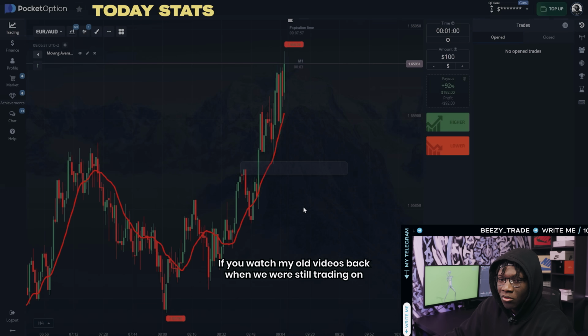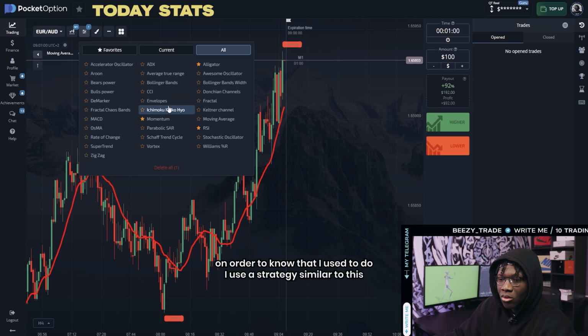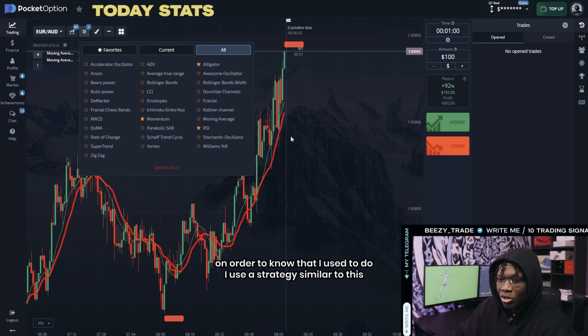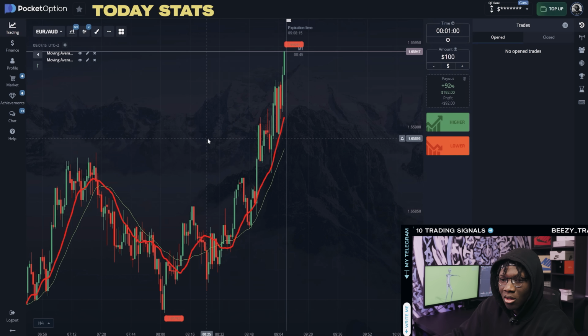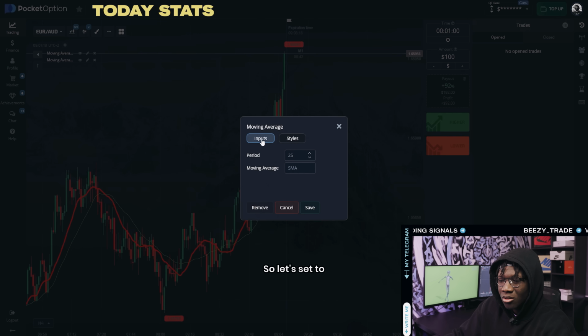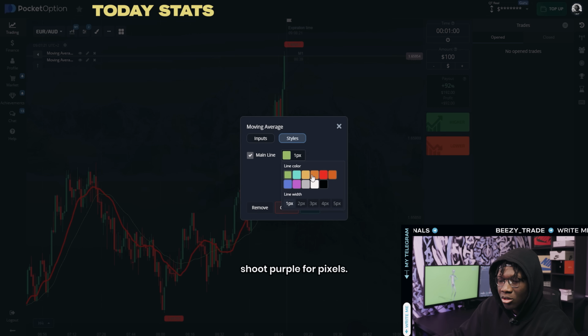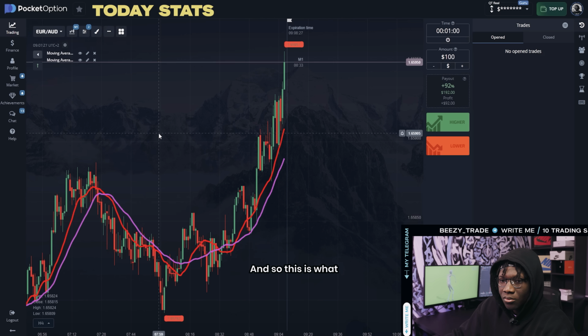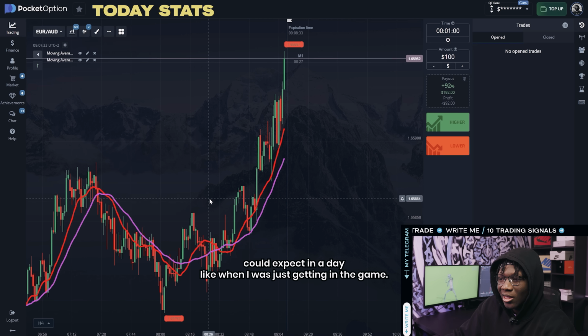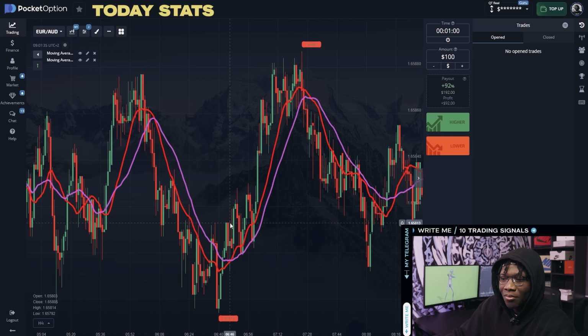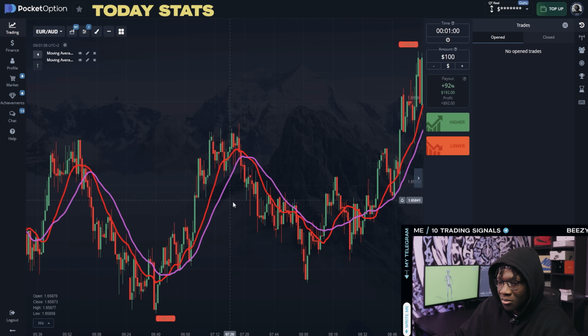If you watch my older videos, back when we were still trading on other platforms, you would know that I used a strategy similar to this, but with a 20 EMA and a 25 EMA. Save. I'm going to change that color to purple, 4 pixels. This is the strategy I used to use back in the day, when I was just getting in the game. This is your easy moving average crossover.